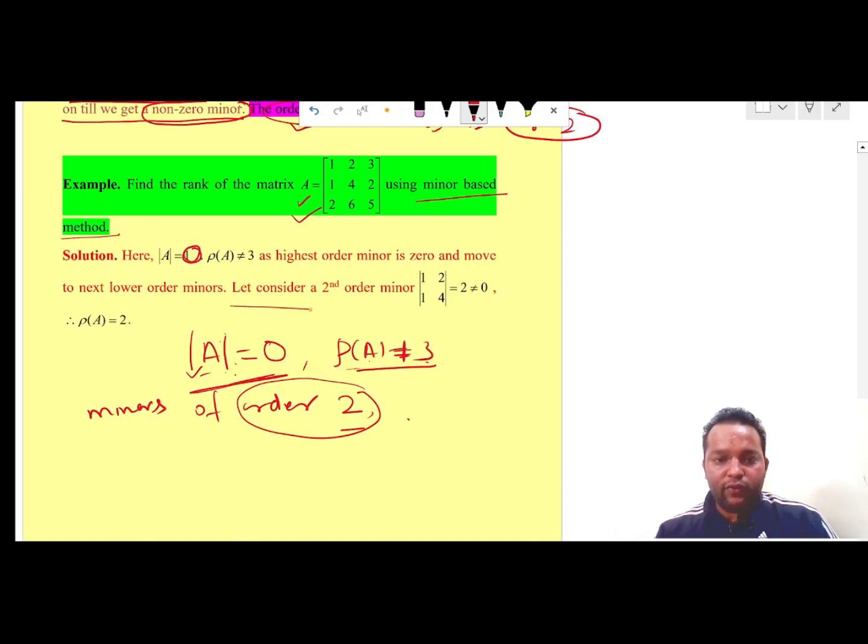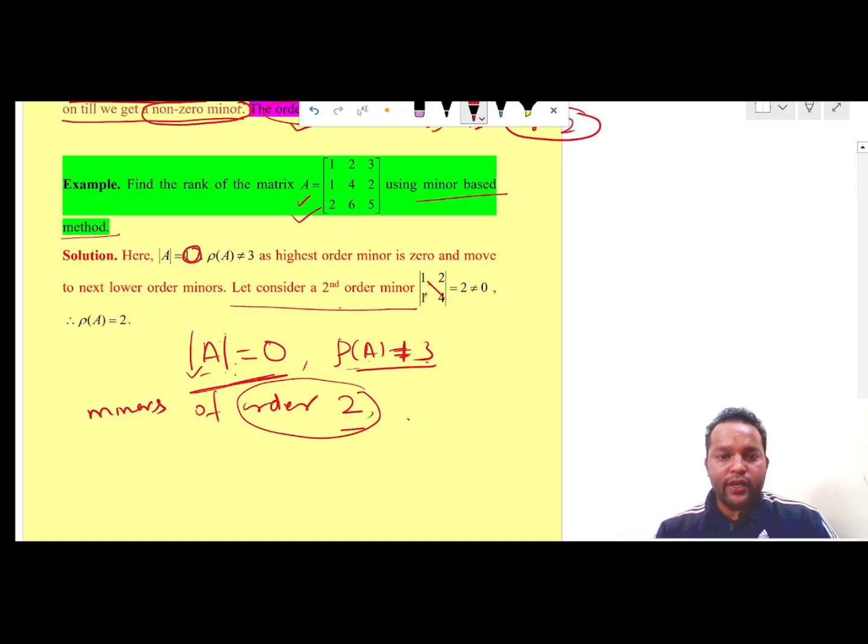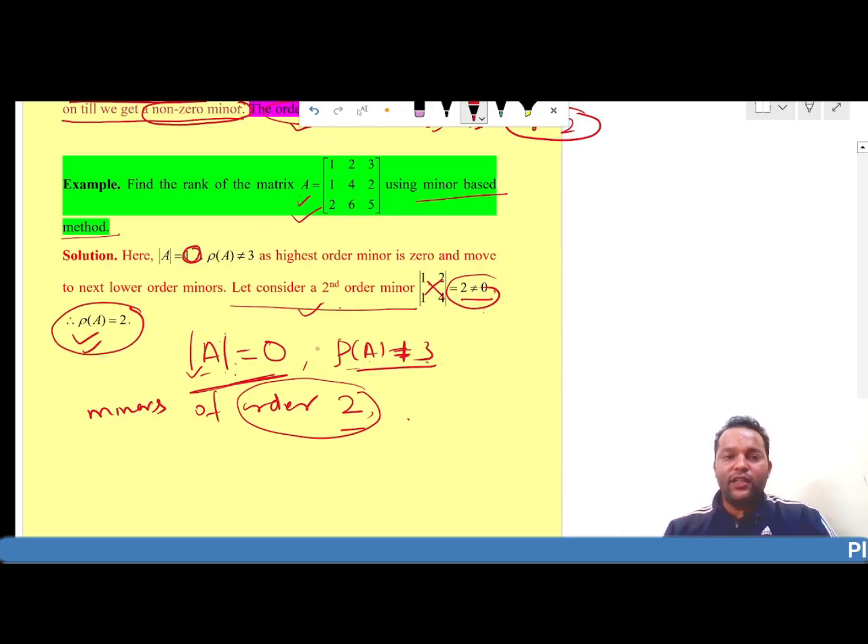But here we can find a minor of order 2 by deleting the third column and the third row. We have obtained the minor with rows 1 2 and 1 4, and its value is 4 minus 2, which is equal to 2. That is, we have calculated a minor of order 2 whose value is non-zero. Therefore the rank of the given matrix is 2 with the help of the minor based method.